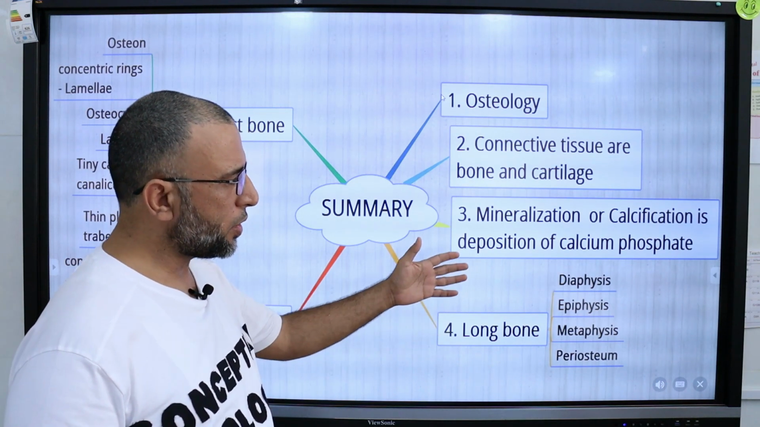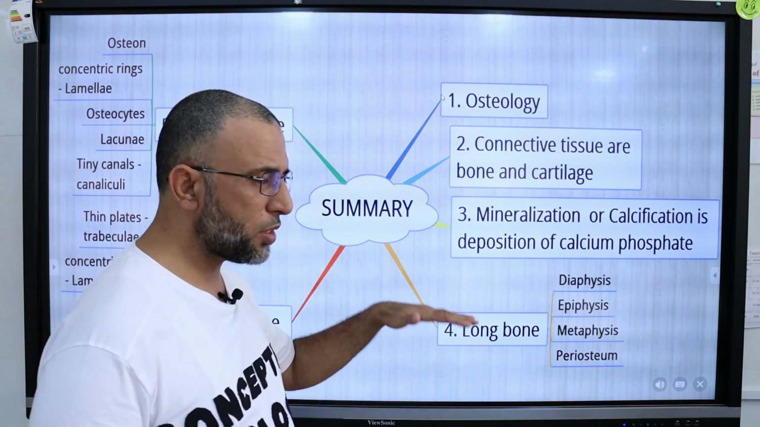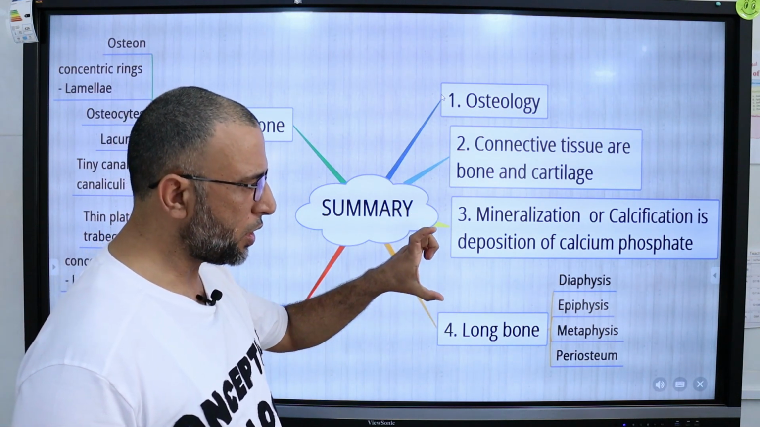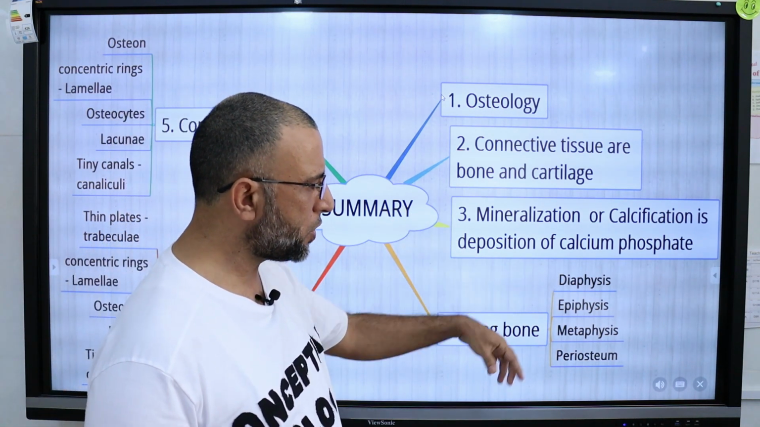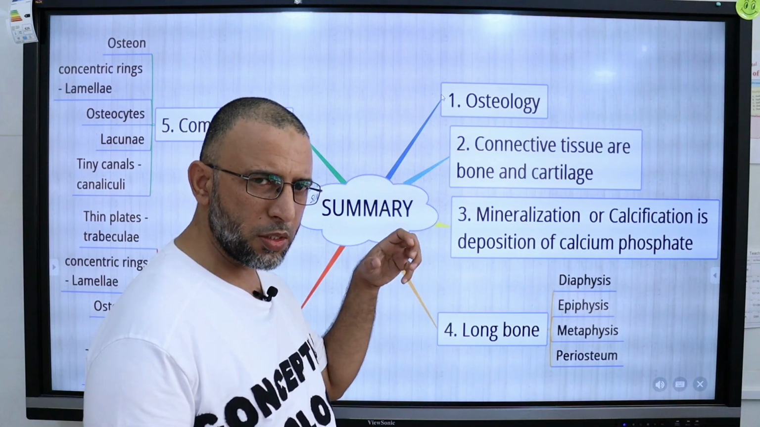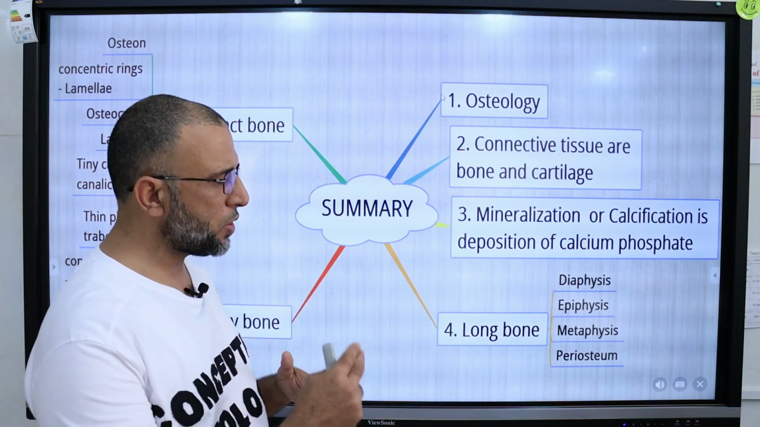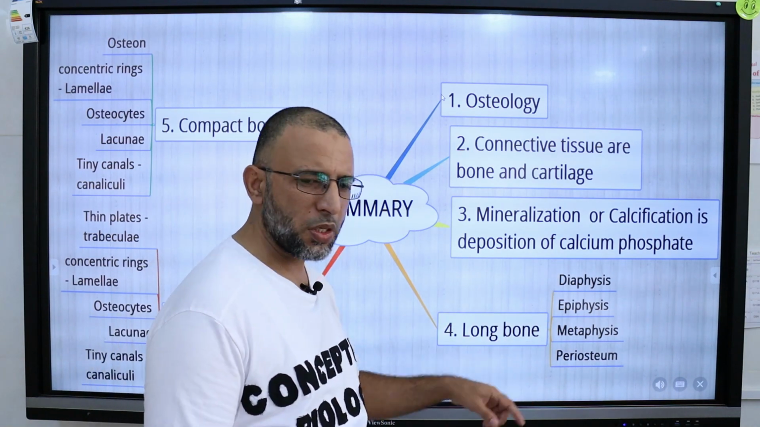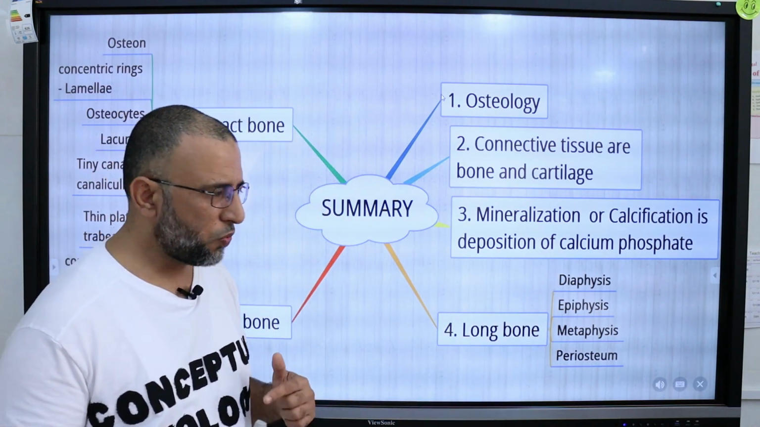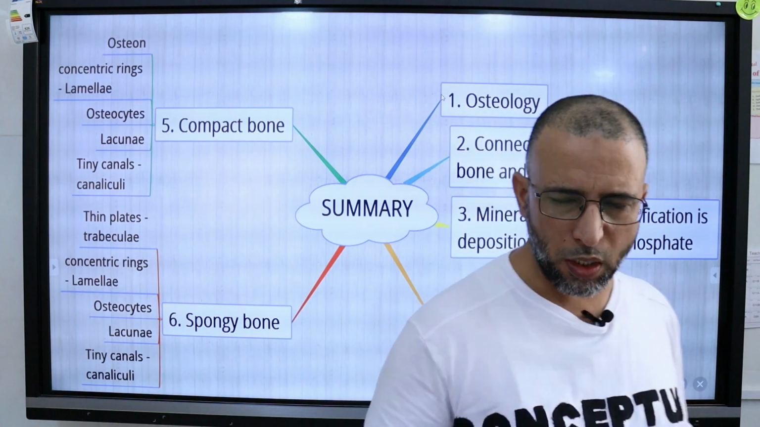Long bone has diaphysis, which is the main portion, that is the shaft of the long bone. The expanded regions present at the ends of the long bone are the epiphysis. At the junction of epiphysis and diaphysis there is the metaphysis, and the periosteum is a thin layer of connective tissue that covers the long bone.